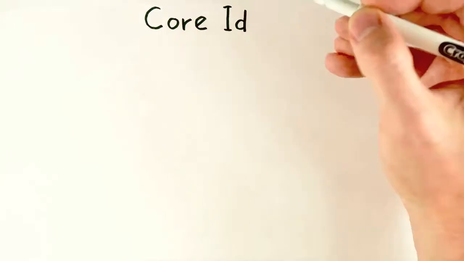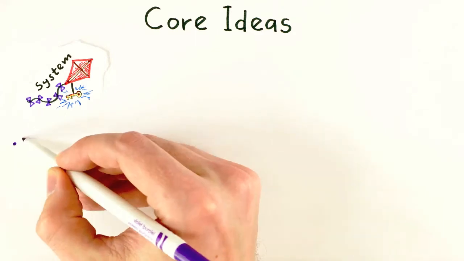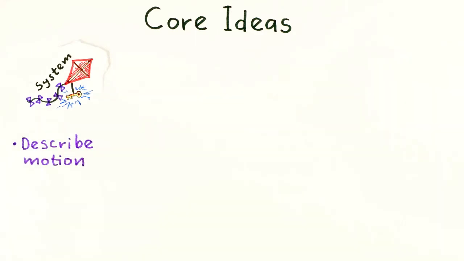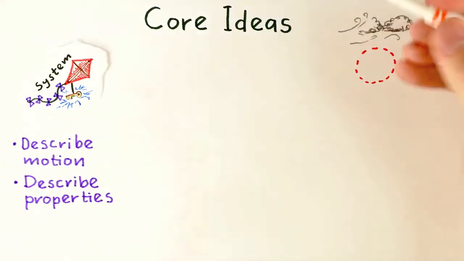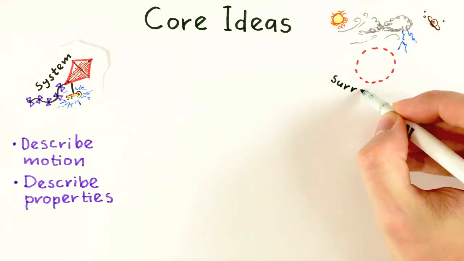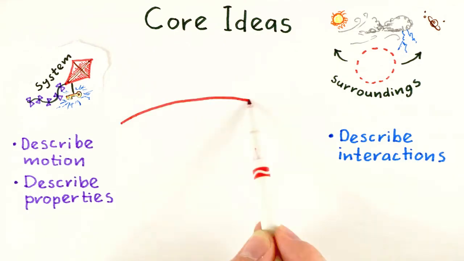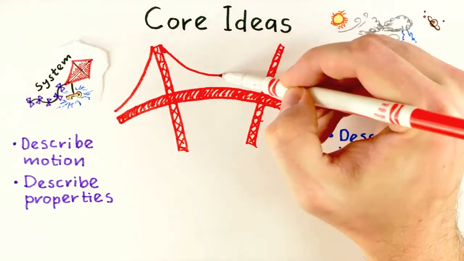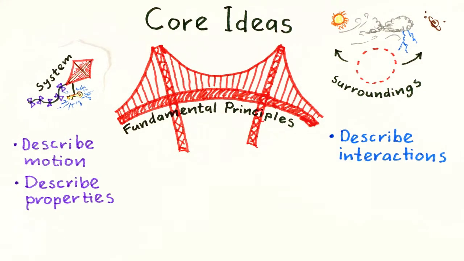Let's now discuss how to identify the most important core ideas in our course. As we just mentioned, the motion we're interested in is that of our system. So it would seem we would need to be able to describe that motion and to describe specific properties of our system. As we also just mentioned, the surroundings can play a role in how our system moves through interactions with the system. What's missing here is the bridge between what we say about the system and what we say about the interactions with the surroundings. The fundamental principles of mechanics provide the bridge that links the two.